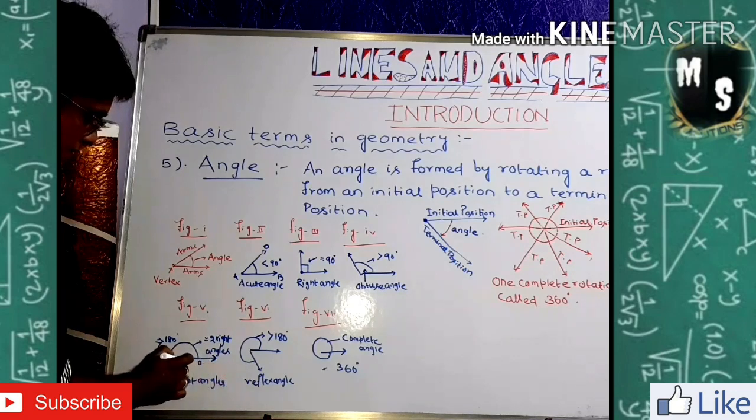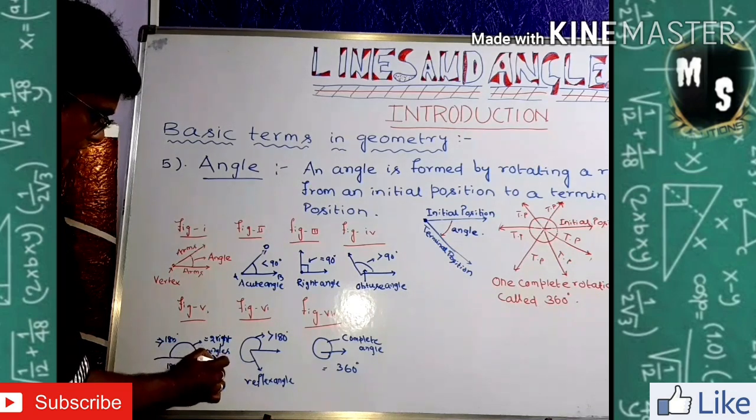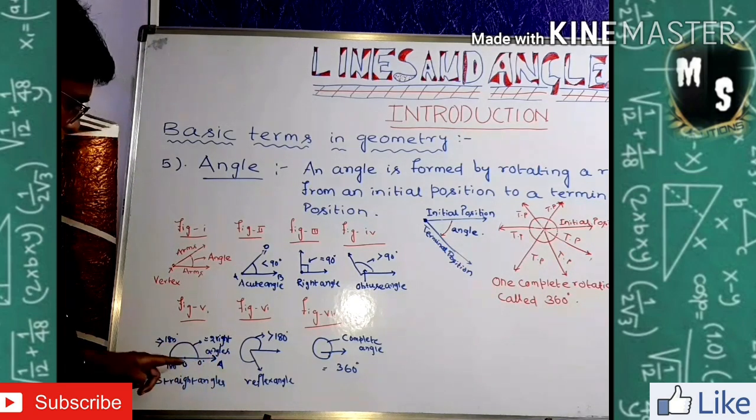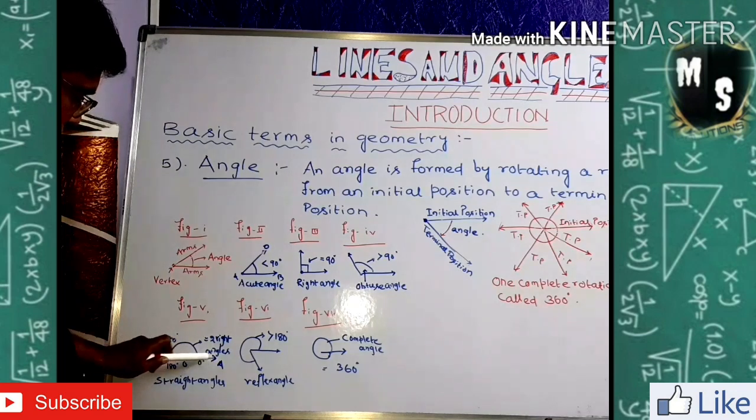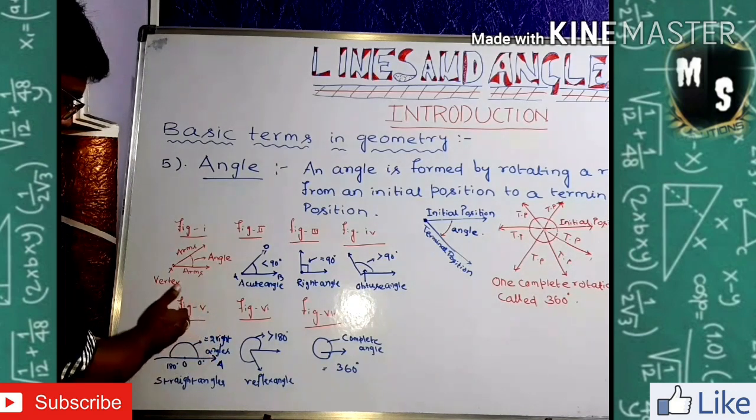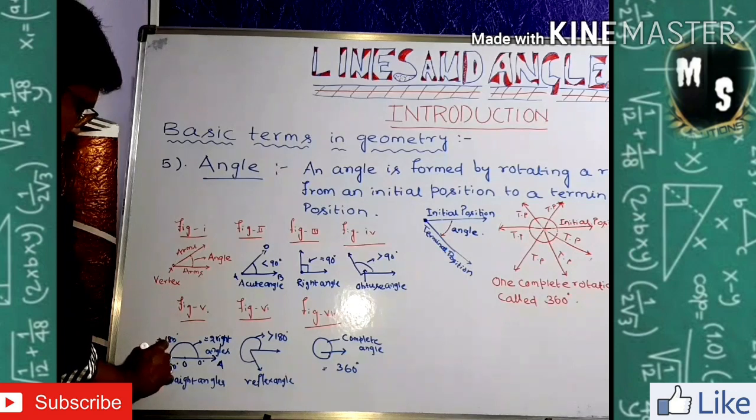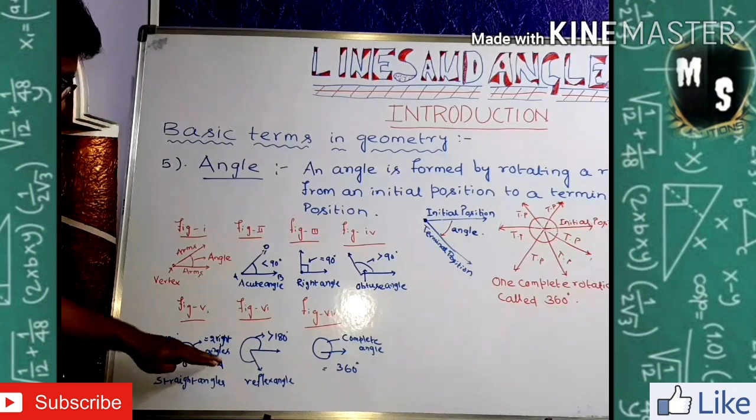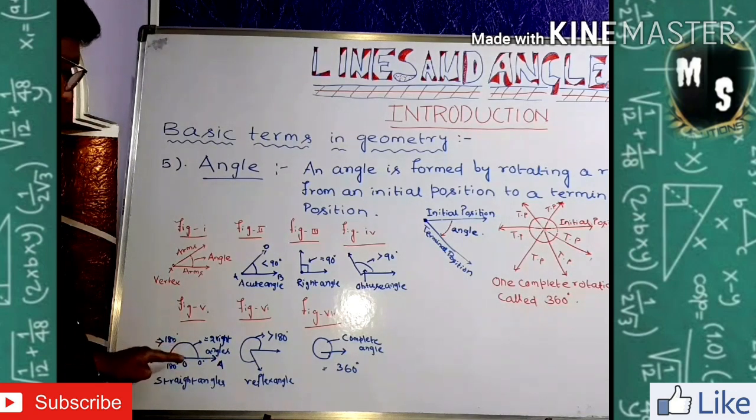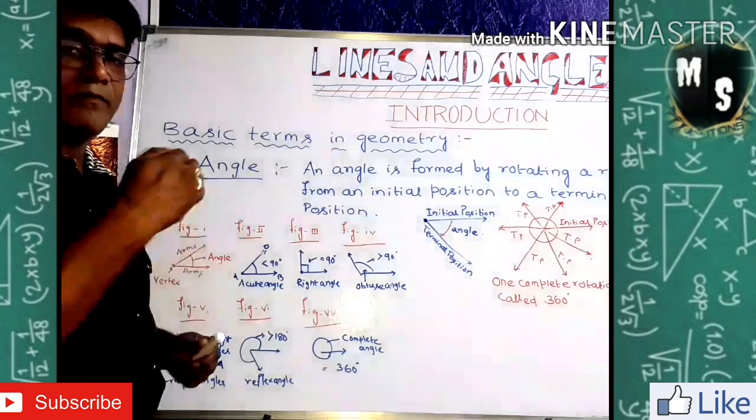So let it be OA, this is 0 degree, this is 180 degree. OA is the initial. Now it is rotating and coming to this position again here. So now OA became OB. Now it is giving you a complete half rotation.